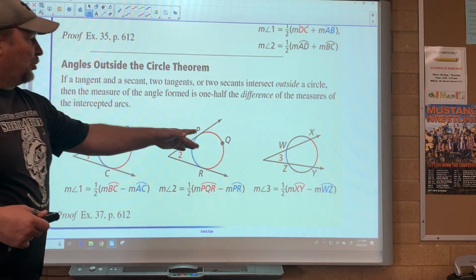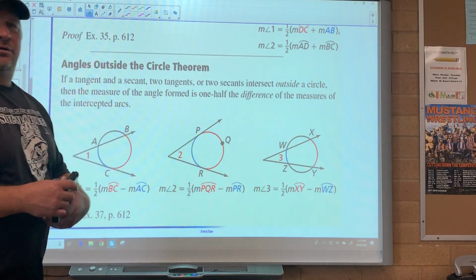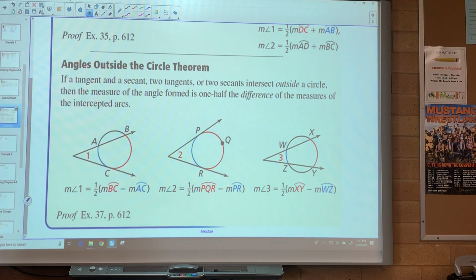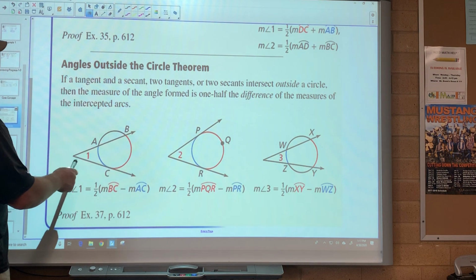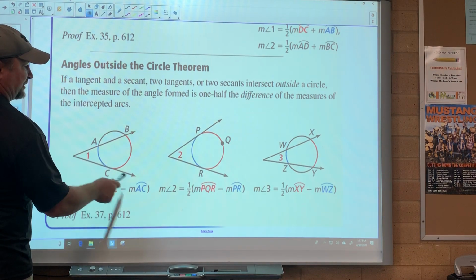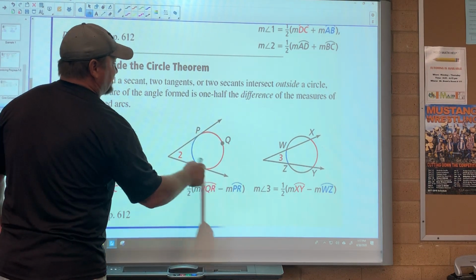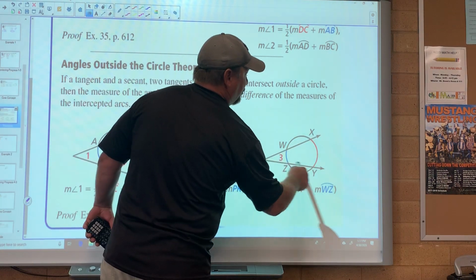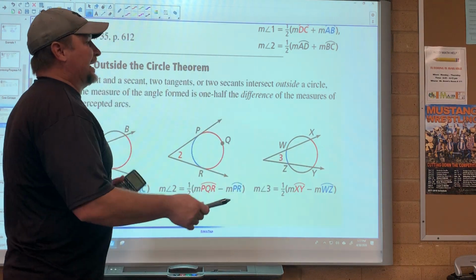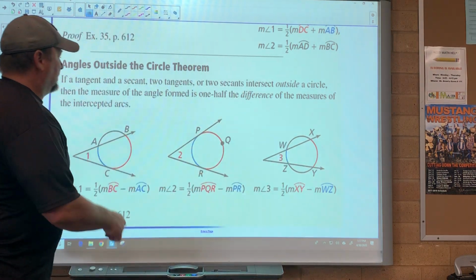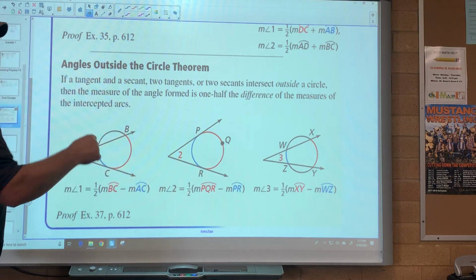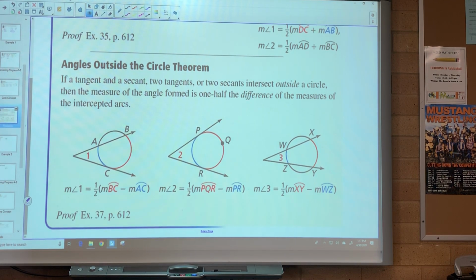The blue arc is always the smaller. So if we ever have a chord and a tangent, or two tangents, or two secants or chords that create an angle outside the circle, just watch.